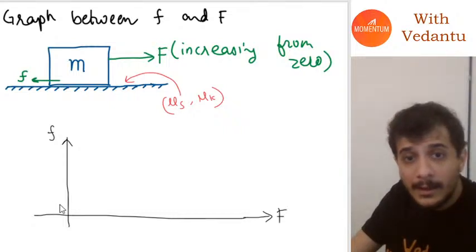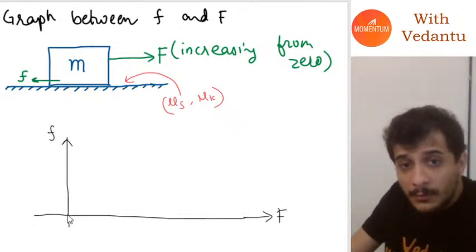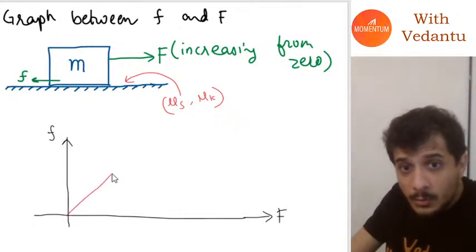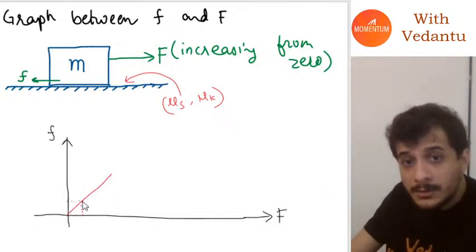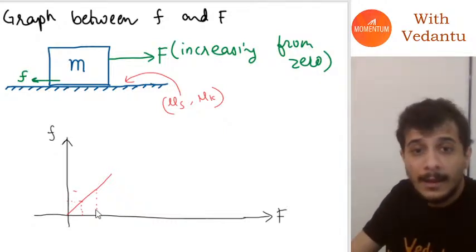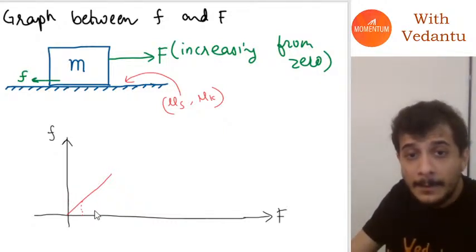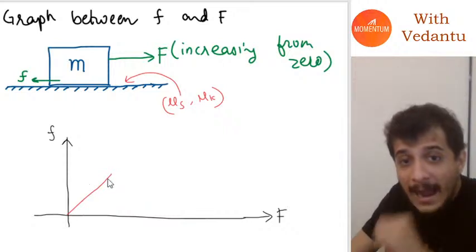What will this graph look like? The force of friction will increase gradually like this. If I have a force of 1 Newton, the friction will also be 1 Newton. If I have a force of 2 Newton, the friction will also be 2 Newton, and so on.